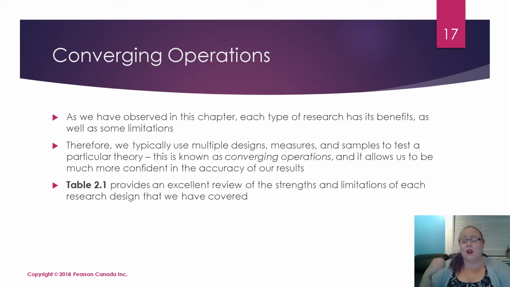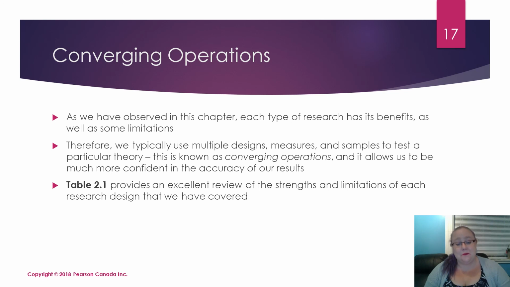Typically, we are going to use different types of designs, different samples, different measurement tools, and we call that converging operation. So we take all the different lines of evidence, our observation studies, our correlational studies, our experiments, and converge them all together, which allows us to be much more confident in the accuracy of our results.